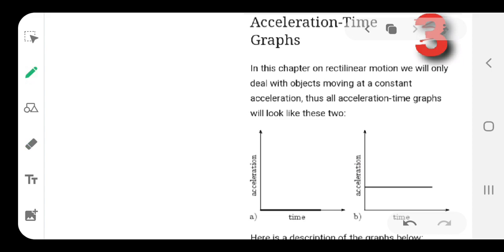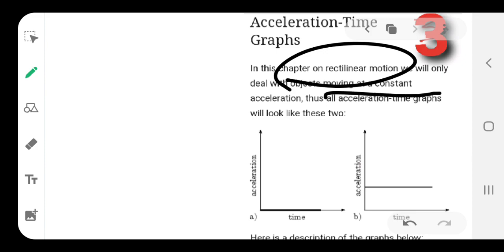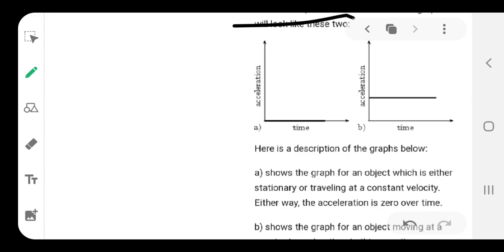Since in this chapter we are dealing with basically rectilinear motion, we will deal with the object moving at a constant acceleration. Okay. So, as the acceleration is constant, we have the cases here. You can see acceleration on the y axis, time on the x axis. So, again in both these graphs you have a horizontal line like this. So, it is a description of the graph below.